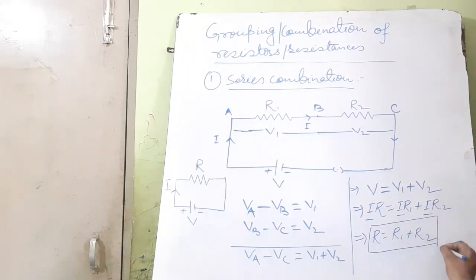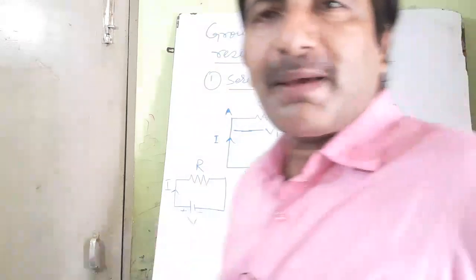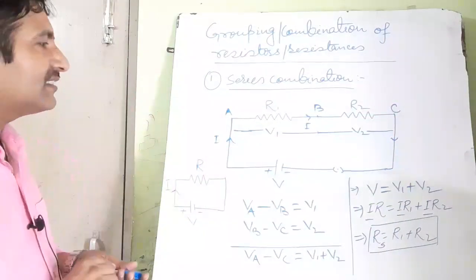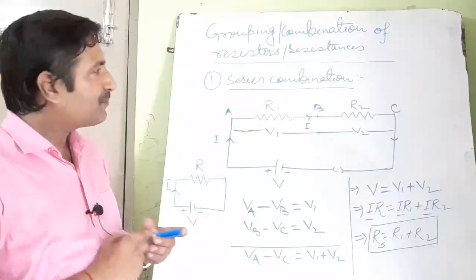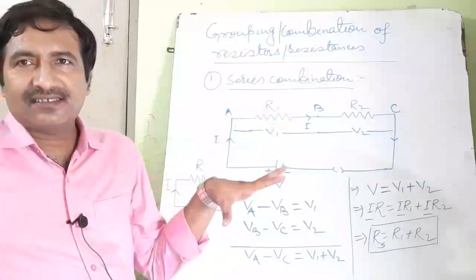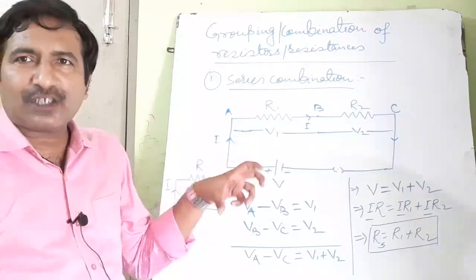R is equal to R1 plus R2. If you put S here, it will be easy to remember that we are finding series combination. Okay, so from this discussion, what can be concluded?